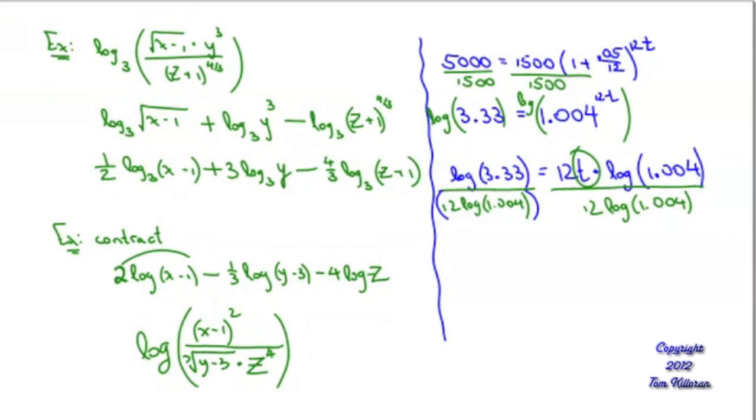I got 25.1. So 25 is what t is equal to. What do you think that represents? t is time. Time is measured for banks in years. So this would be 25 years to convert $1,500 into $5,000, earning 5% interest.